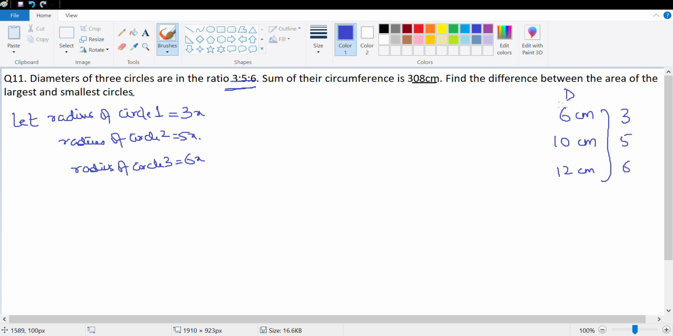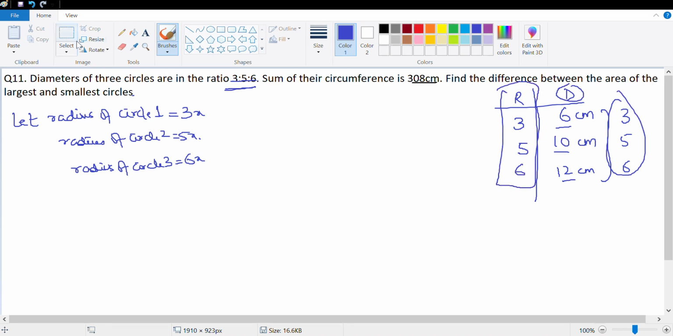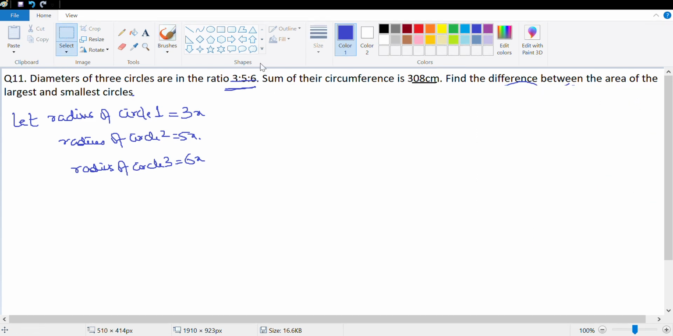So if this is the diameter, what would be my radius? My radius would be 6 divided by 2, which is 3, 10 divided by 2, which is 5, 12 divided by 2, which is 6. So the radius will also be in the same ratio as the diameter. That's exactly what I've done. So we've taken the ratio of radius to be 3:5:6.